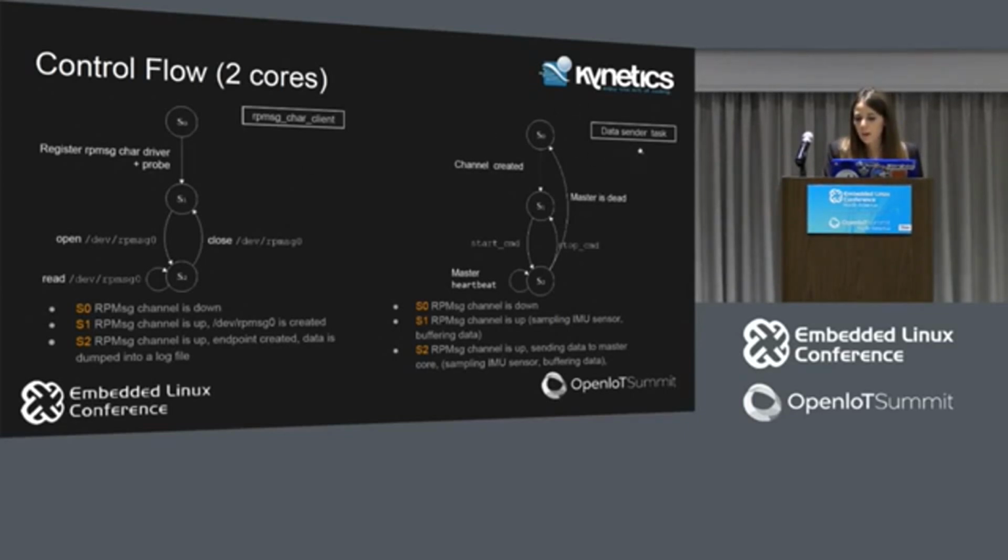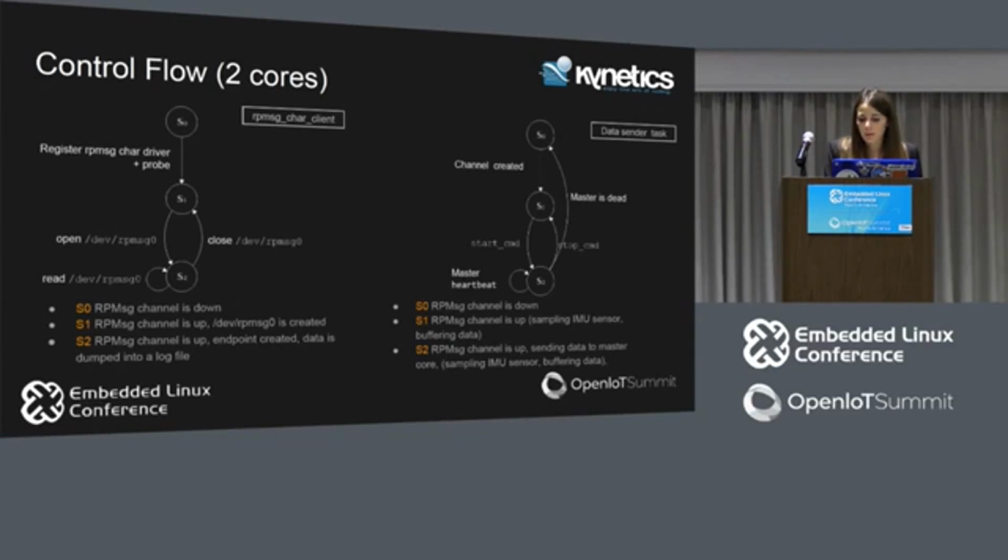On the right side, we have the flow of the data sender task on the FreeRTOS side. Also here, we have a first transition from where the channel is not there to the state where the channel is created. Then our task just waits for the start CMD interrupt, goes into this state where it just keeps sending the EMU samples to the master core and checks for the master heartbeat.